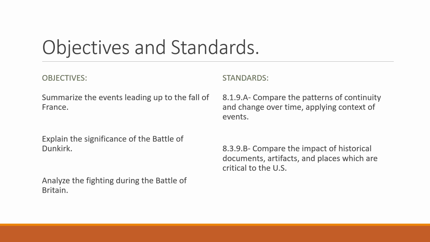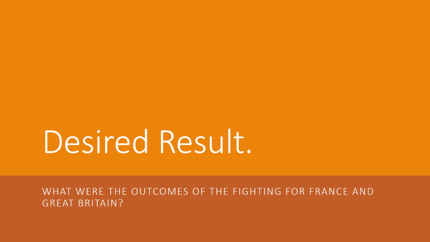So our objectives and standards: to summarize the events leading up to the fall of France, explain the significance of the Battle of Dunkirk, and analyze the fighting during the Battle of Britain. If you would please take a moment to read over the standards there as well. Alright, so our desired result, what were the outcomes of the fighting for France and Great Britain?